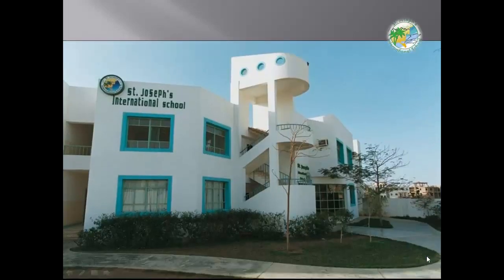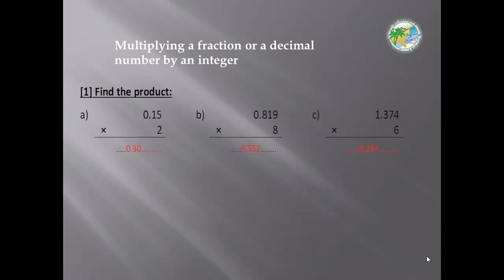Primary 5, today we'll take a new lesson, Unit 1, multiplying fraction or decimal number by an integer. It's a very easy lesson.